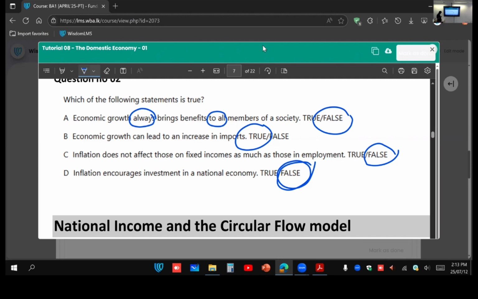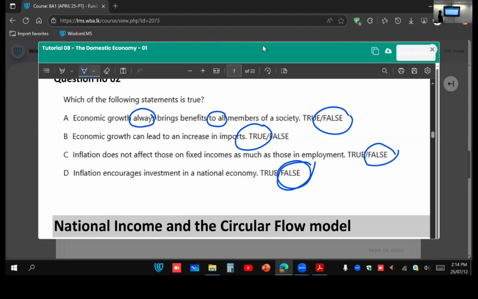You may put a star mark and write down a simple definition. Economic growth is often very unevenly spread across the population. You can write it. Economic growth is often very unevenly spread across the population. You can think of that.